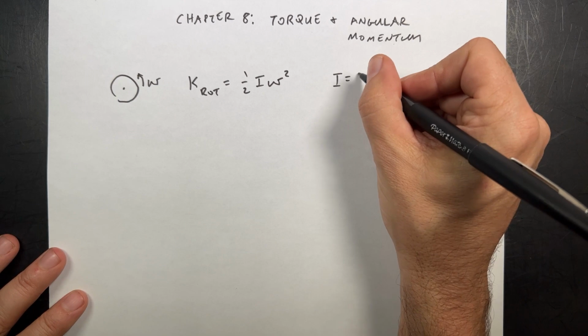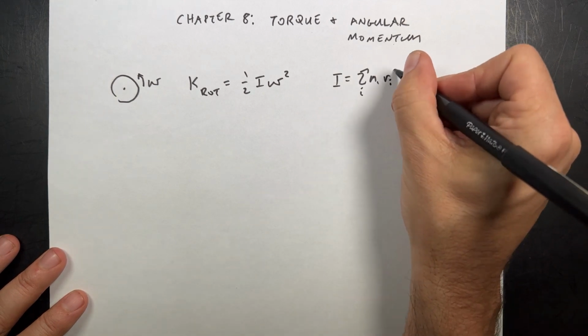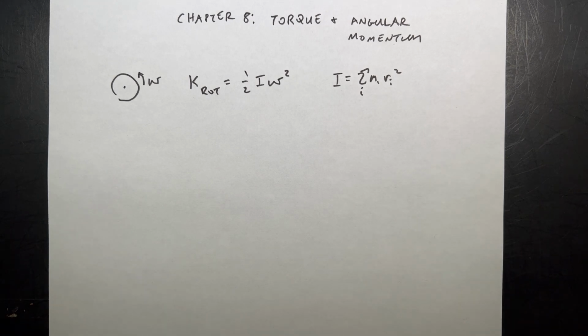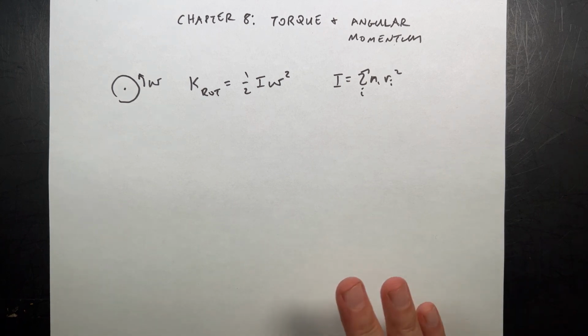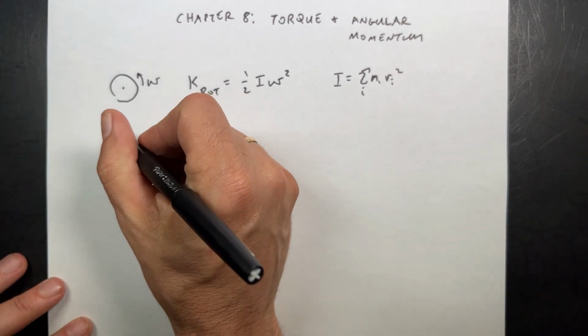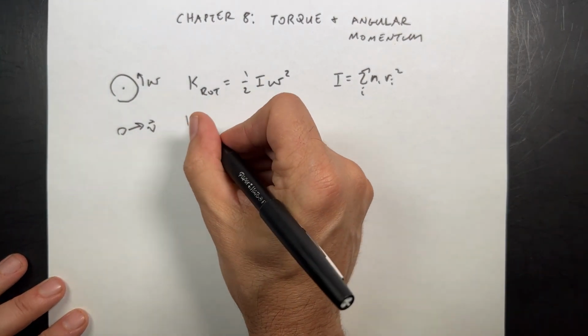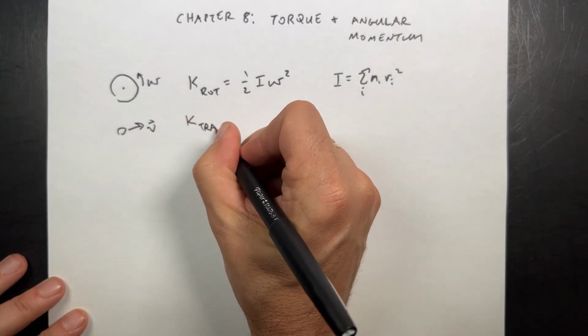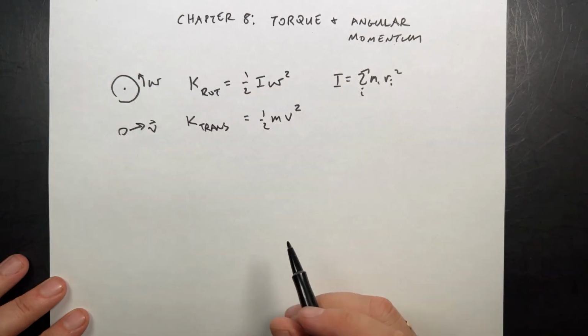And they say, well, I is the sum over all the masses, m_i r_i squared. And that doesn't really make sense. So let me just tell you, you will probably not actually calculate moments of inertia. You'll be given them for certain shapes. And I'll show you what they are. Let's just compare this to the kinetic energy of a point moving. I call that kinetic translational, and that's 1/2 mv squared.